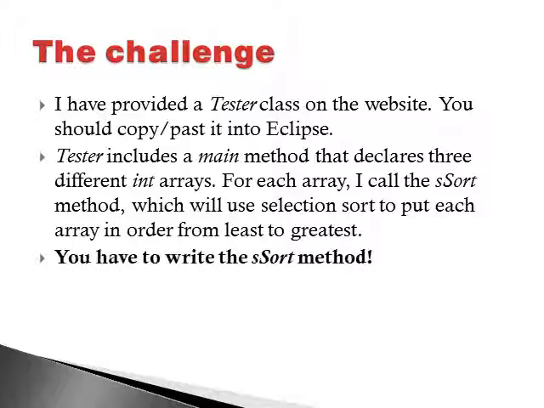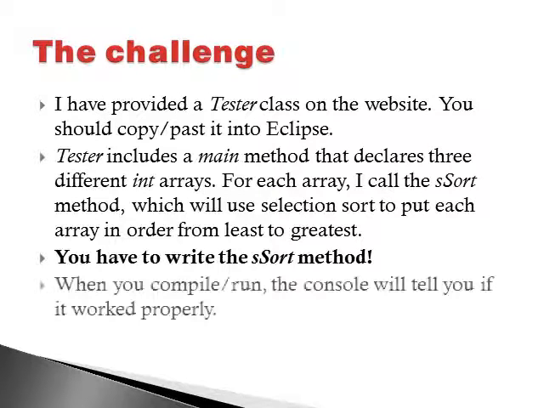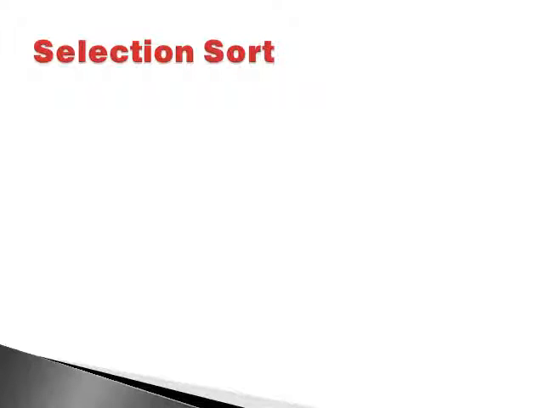What I didn't do is give you the ssort method. You're going to have to write that yourself. So when you compile and run after you've written your ssort method, the console at the bottom is going to give you the arrays that you've sorted, and it's going to tell you if it's right or wrong for each array. So you have to use selection sort.